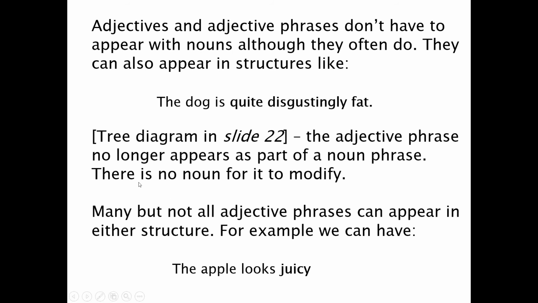Tree diagram in slide 22: the adjective phrase no longer appears as part of the noun phrase. There is no noun for it to modify, as you see. Okay. If you just recall, we have a-adjectives, like when I say asleep, alone, aloof. I cannot say "she is asleep girl." We can say she is asleep. Even we can't say "she is very asleep."